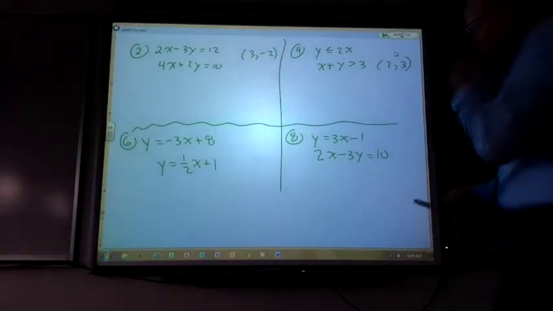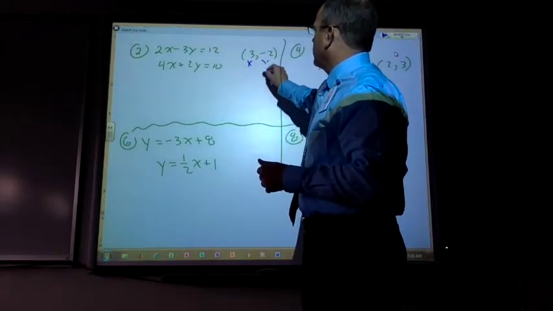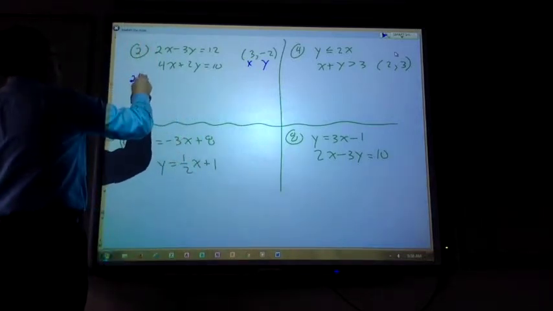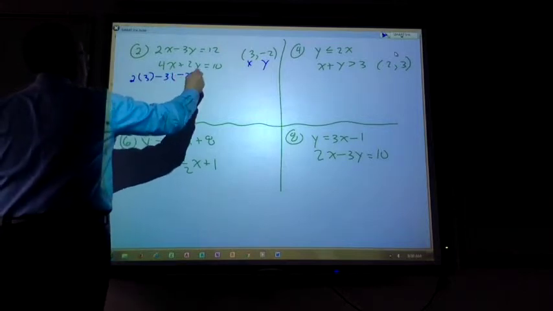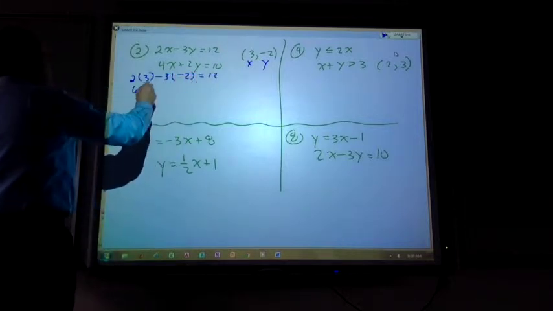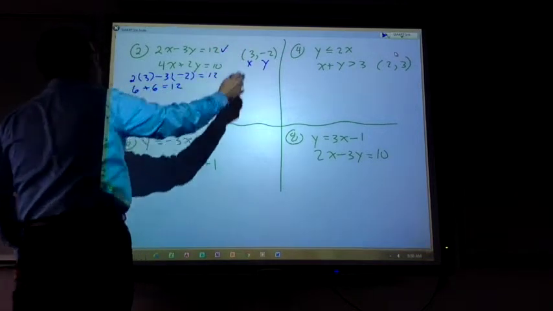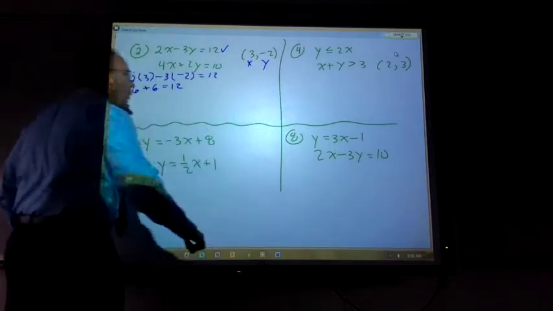We want to take each of those points, plug it into both, yes? So that's x, y. So plug it in the top one. I'm going to get 2 times 3 minus 3 times negative 2. Is that equal to 12? Is that true or false? True. Works here. Shh. Some of you are talking too much. I'll wait.